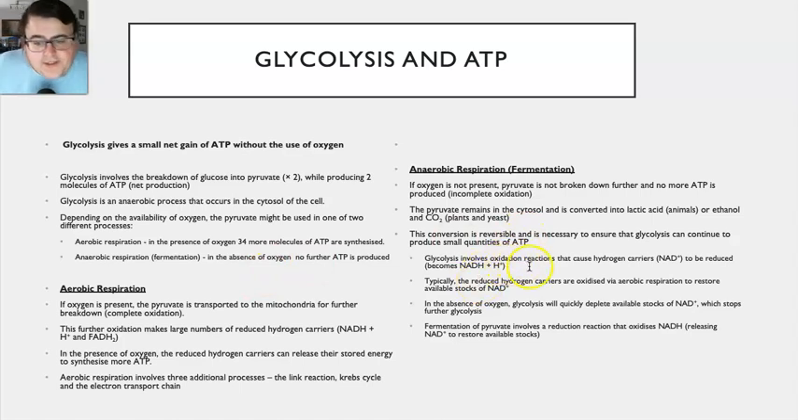So what's going to happen is glycolysis. We've had the oxidation and reduction reactions that created our hydrogen carriers, creating NADH and H+. Typically, those hydrogen carriers are going to be oxidized via aerobic respiration to create NAD+, but in the absence of oxygen, glycolysis will quickly deplete any available stocks of NAD+, so we're not going to have any more, and that's going to stop glycolysis from occurring further. So because we've had no NAD+, that's the limiting agent here. Then fermentation will occur, which involves a reaction that oxidizes NADH back to NAD+ to restore those available stocks.